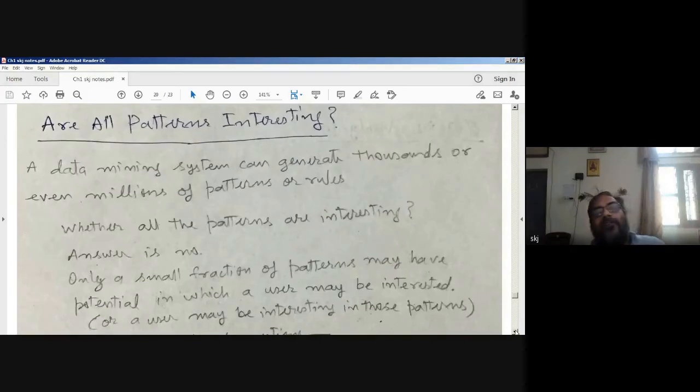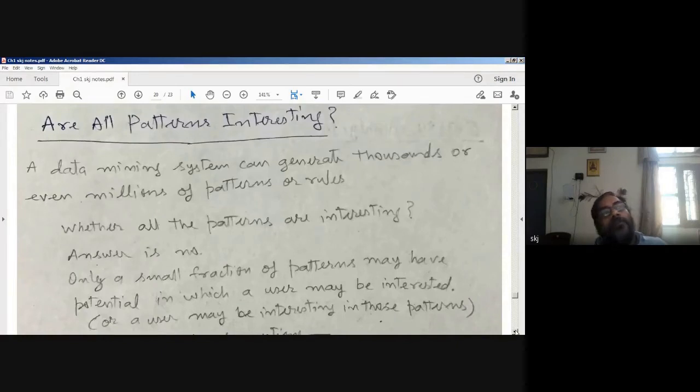Next, are all patterns interesting? When we conduct data mining, we have a large number of patterns. Now the question arises whether we should study all the patterns. So the simple answer will be no. I am interested only in those patterns which are relevant to me or relevant to my study.